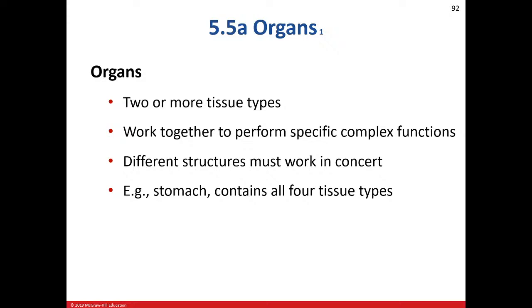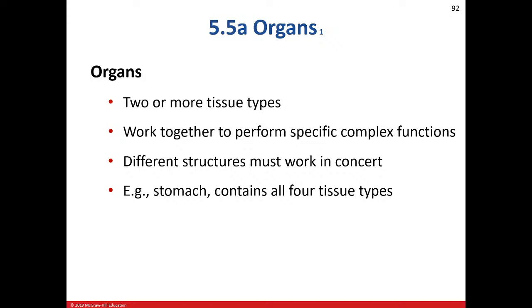All right, we're getting close to the end here. We've been talking about tissues. Now we're going to talk about organs briefly. Organs involve 2 or more tissue types that work together to perform specific complex functions. Different structures have to work together in concert. In other words, they have to work together.